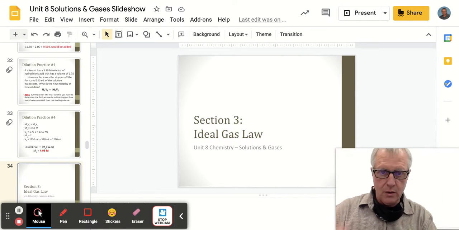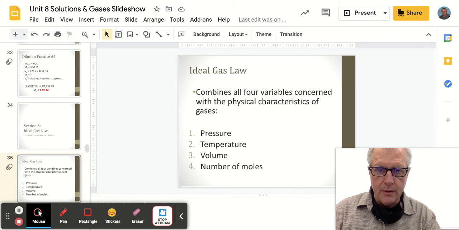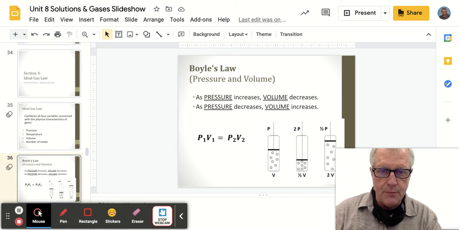We're going to switch our attention from solutions to gases. Let's take a look at some of these ideas. There's an ideal gas law that combines pressure, temperature, volume, and moles. We're familiar with moles because moles is tied to mass, but this time we're relating that to gases, like oxygen gas, nitrogen gas, chlorine gas, and hydrogen gas.